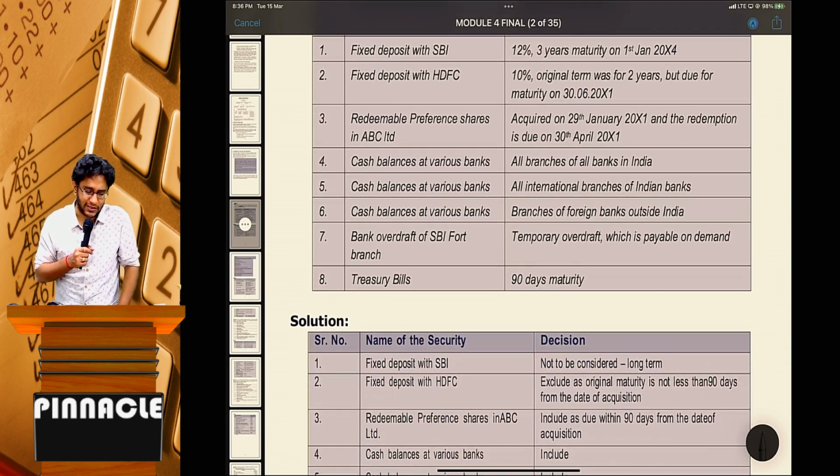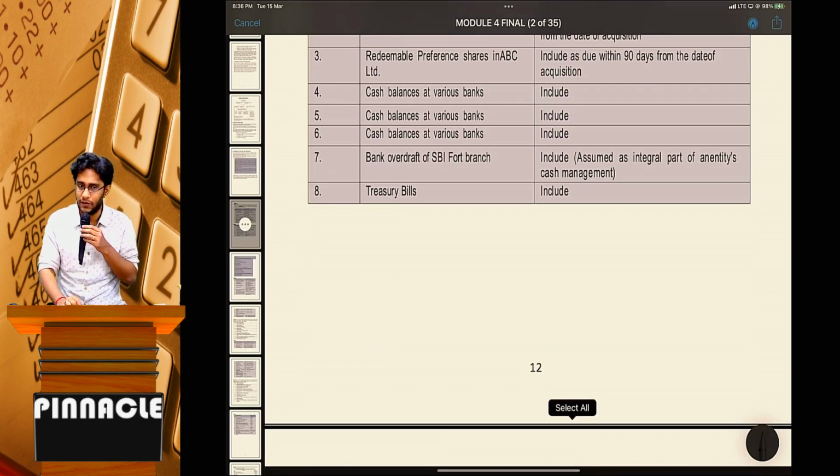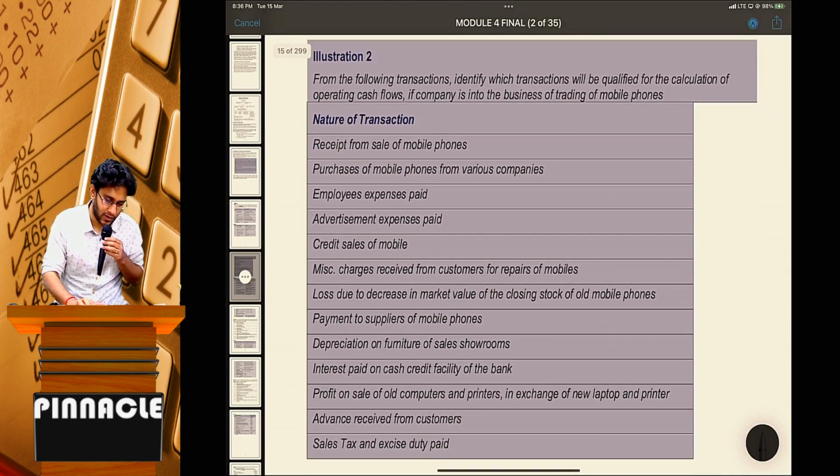Bank OD of SBI Fort branch. It's a temporary overdraft which is payable on demand. Temporary overdraft, we just now discussed, no sir, this is definitely part of your cash and cash equivalents. Treasury bills. There can't be any safer investment than that. The only thing is you are not allowed to buy it as an individual. It is part of cash and cash equivalents. Next. Second question.